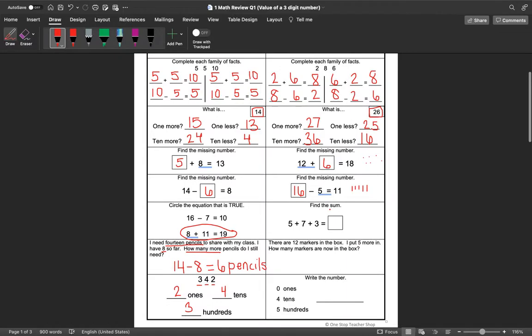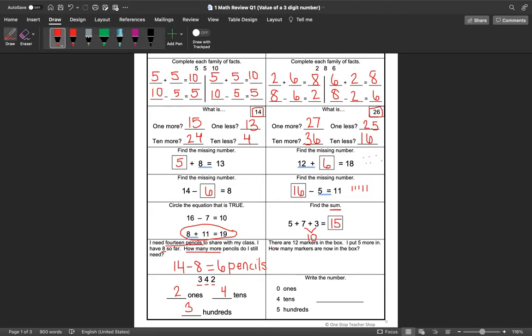All right, find the sum. Sum means it's the answer to an addition problem. So we have 3 numbers here. So the first thing we're going to do, we're going to talk about this year about finding a 10. So once you learn this, you'll know that 7 plus 3 equals 10. So finding your 10 first usually makes addition easier. And then we can add our 5 to that 10, and we have 15.